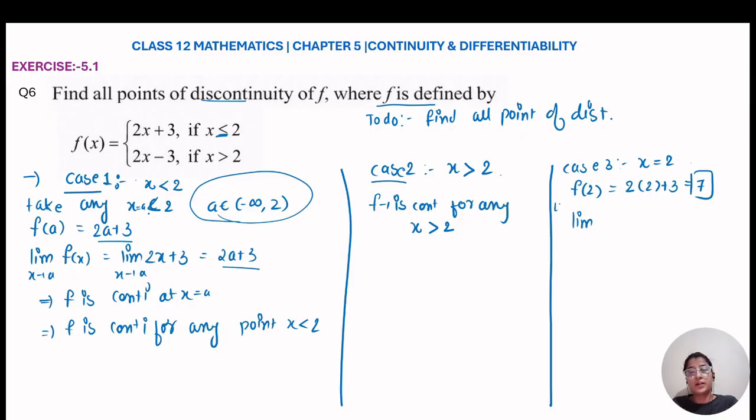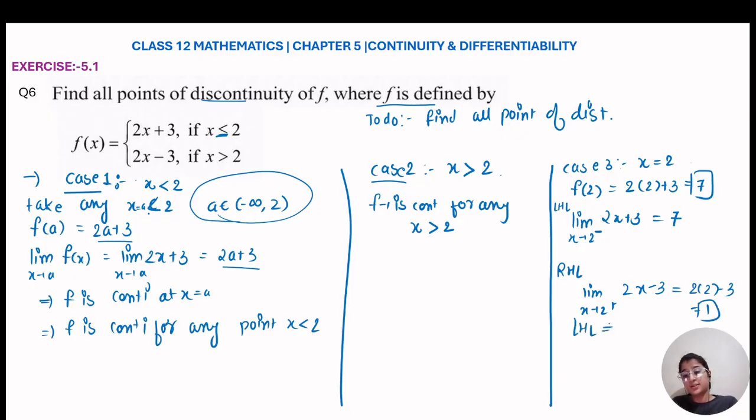First, we will find our left hand limit. The left hand limit will be limit x tends to 2 minus, where the function value is 2x plus 3. So our left hand limit is 7. Now find the right hand limit. The right hand limit will be limit x tends to 2 plus. For greater than 2, the function value is, sorry, 2x minus 3. This will be 2 into 2 minus 3, so this is 1. As you can see, our left hand limit is not equal to our right hand limit.